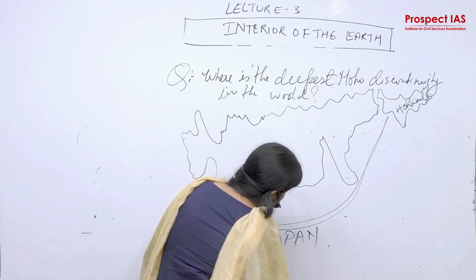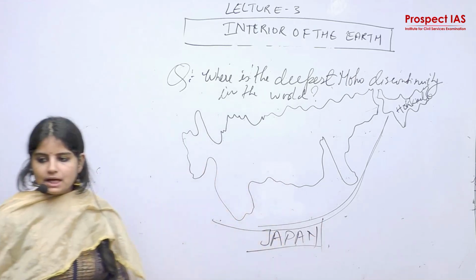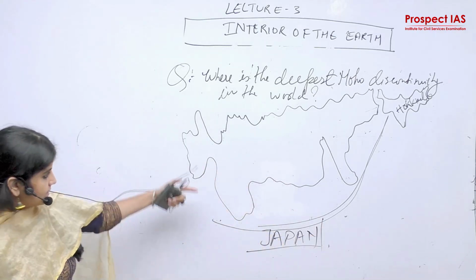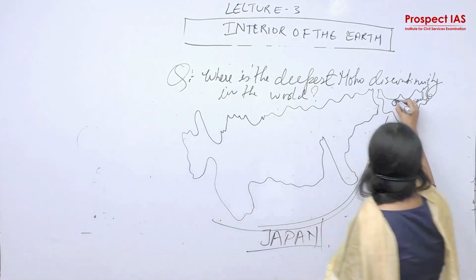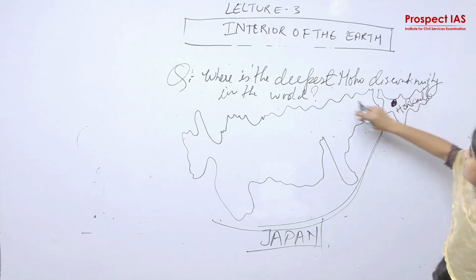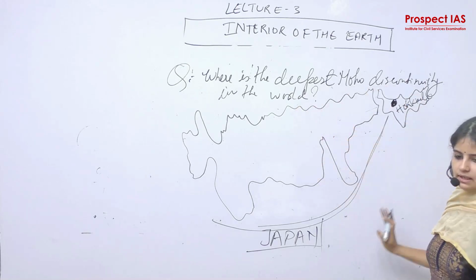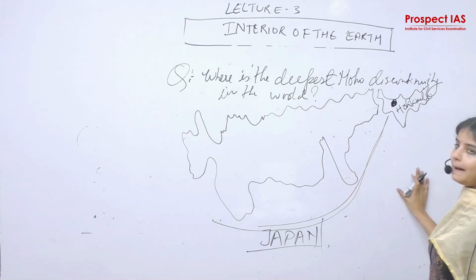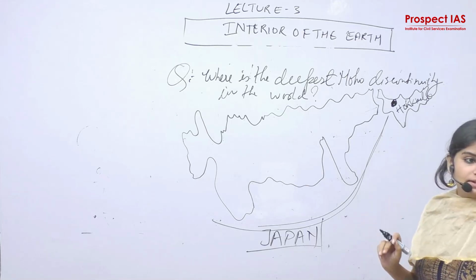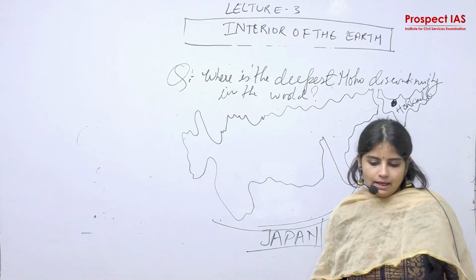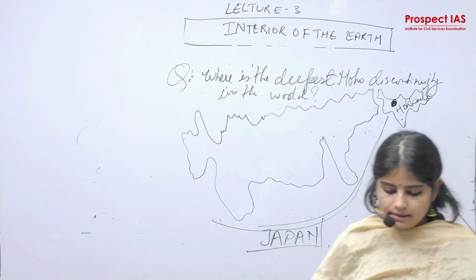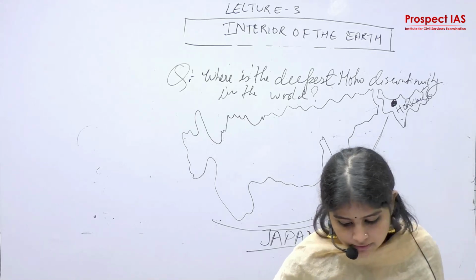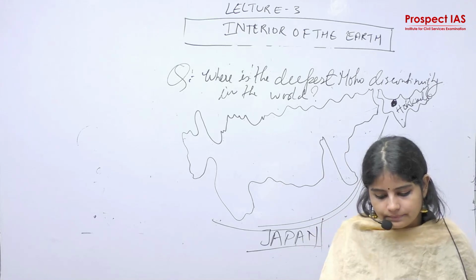So Japan is in the vulnerable state of discontinuity. It faces many waves and vibrations. So here, the location of Hokkaido, it has the deepest Moho discontinuity in the world. You can draw the map, online students as well can draw the map, and the answer of this is Hokkaido. It's situated in Japan. It is one of the last group of islands in Japan.